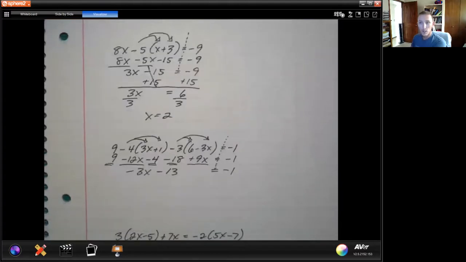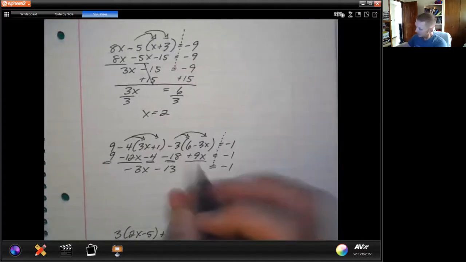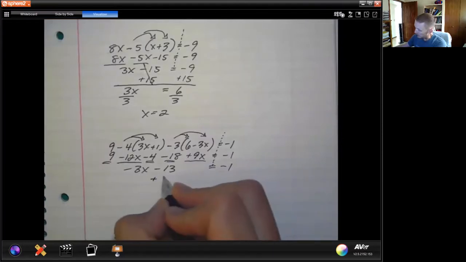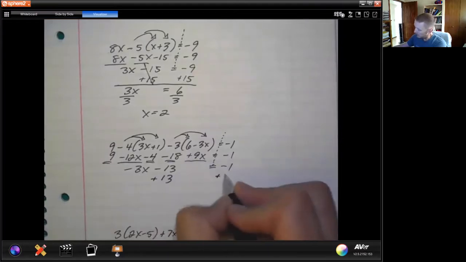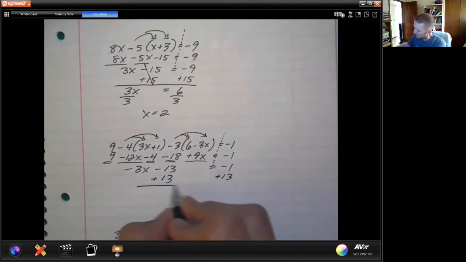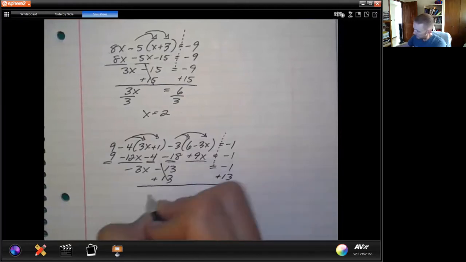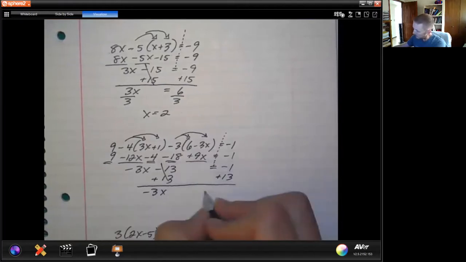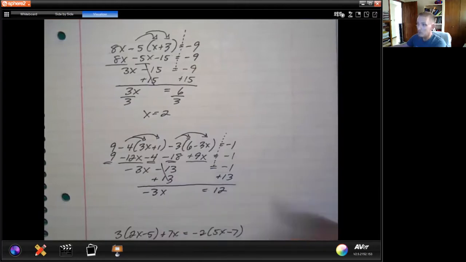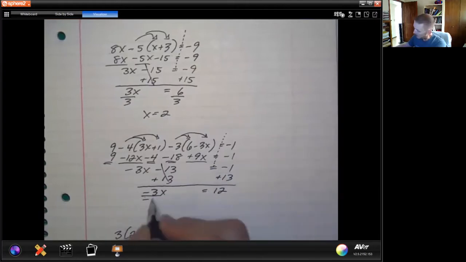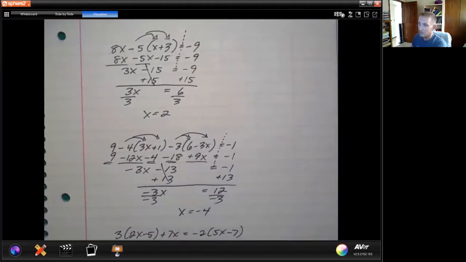Well, what do we notice? Two-step equation. So I'm undoing the -13 with a positive, and I'm going to keep my balance and do it to both sides. I'm left with -3x equals a positive 12. I will divide out the -3, and x equals -4.